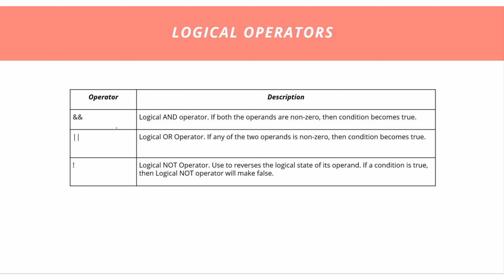In logical operators, first is the logical AND operator. If both the operands are non-zero, then the condition becomes true. So what does it mean? Let's see it by truth table.